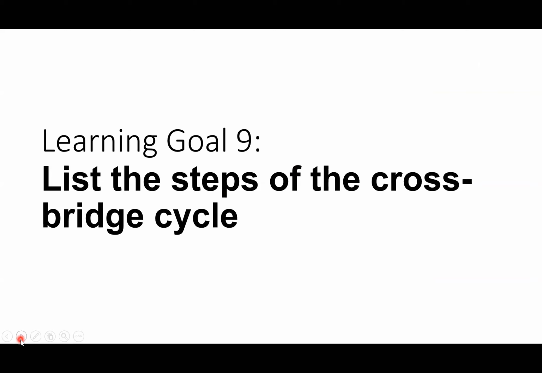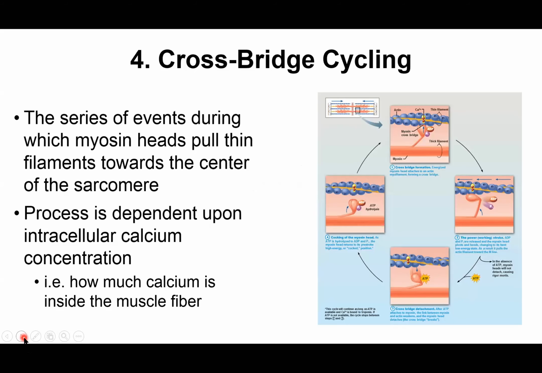Okay, so now that we've covered all of that, we're going to move on and talk about the cross-bridge cycle, which I've brought up several times. And so let's learn about it. Cross-bridging is just referring to the different events that are happening when the myosin head is pulling those thin filaments towards the center of the sarcomere. And this process is dependent on the intracellular calcium concentration, which is essentially what we just talked about on that last video and the last couple of slides. And by intracellular calcium concentration, I mean how much calcium is inside of the muscle fiber.